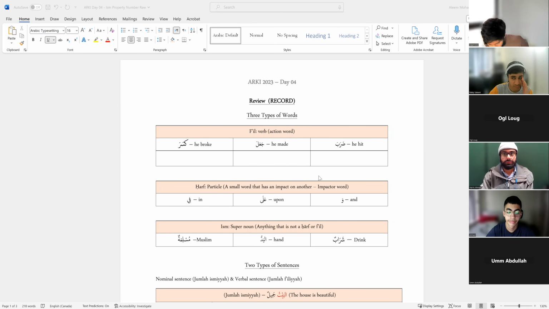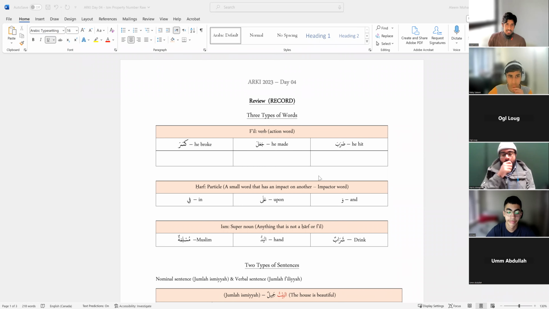So getting back into the mix of it, what we've covered so far as a review generally. We started off our discussion by talking about the three types of words, right? And we said in the Arabic language, there are three types. There's the fi'l, which is like an action word. Then there is a harf, which is, in English, a particle. But in reality, we said it's like an impactor word. It's a small word that has an impact on a word that comes after it.